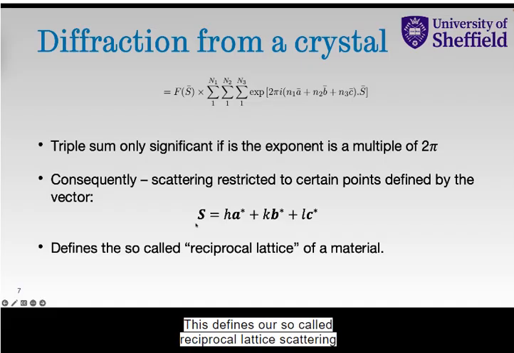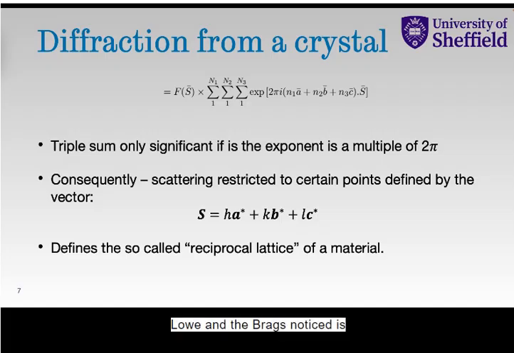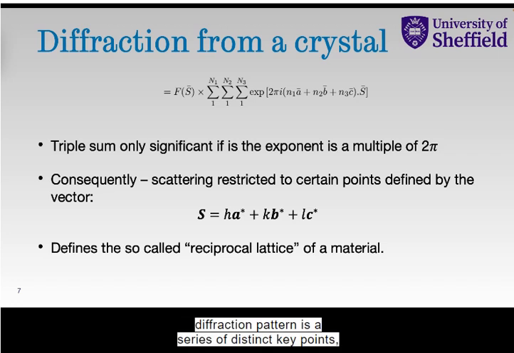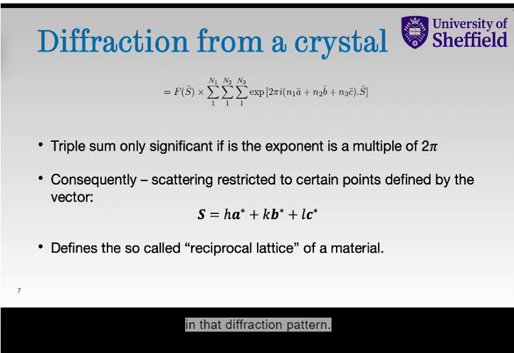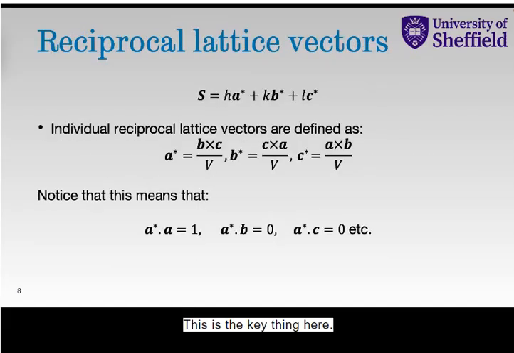So this defines our so-called reciprocal lattice. Scattering is therefore produced as a series of discrete points. And this is the key thing that, for example, Laue and the Braggs noticed: if we have a crystal, our diffraction pattern is a series of distinct key points. We get a series of sharp diffraction maxima in that diffraction pattern. And this is the key thing here.